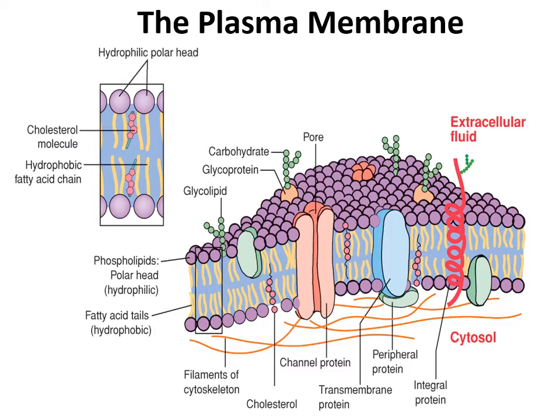Now, within the structure of this plasma membrane are many, many proteins. Some of them will be used for transporting different molecules, such as channel proteins. Cholesterol molecules actually are interspersed throughout the whole plasma membrane of every cell in your body. And what does cholesterol do? It stabilizes the plasma membrane.